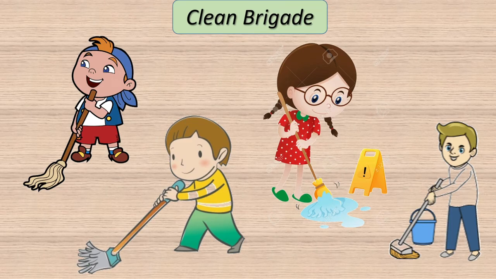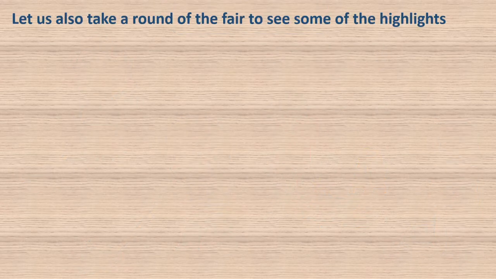He gave a special pat on the back to the clean brigade. The brigade members made rounds of the fair, spreading the message of cleanliness. But that was not all. They had vowed to keep the school premises spick and span during the fair. They were well equipped with garbage cans, scoops, brooms, and wipes. Let us also take a round of the fair to see some of the highlights. Come on children, let us visit the different stalls.